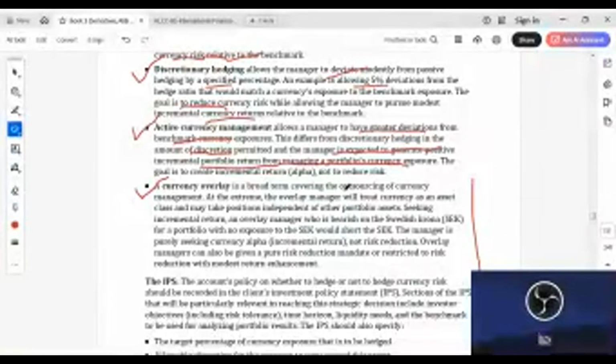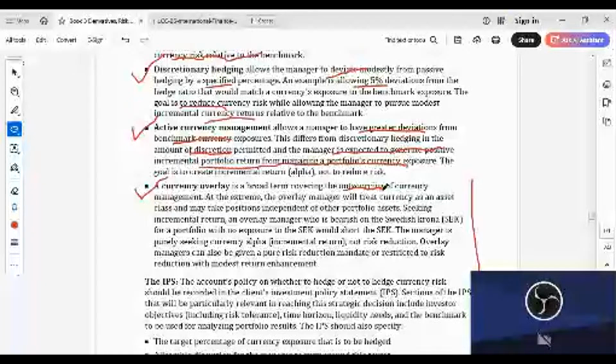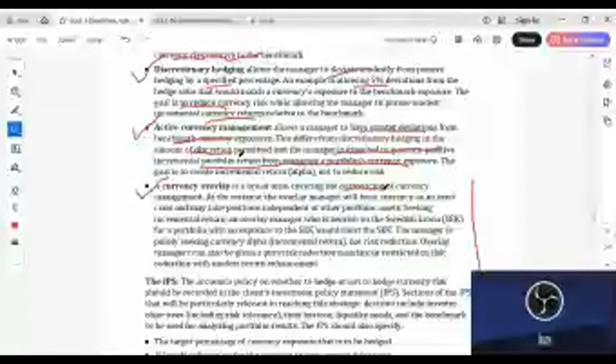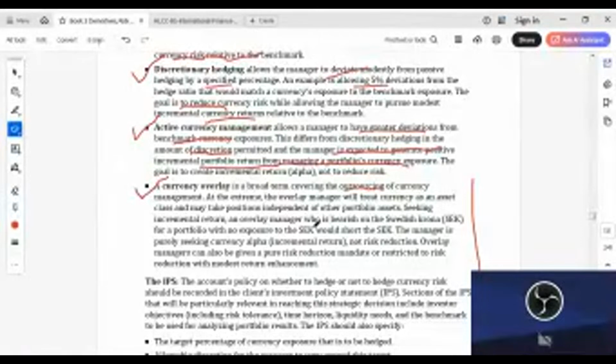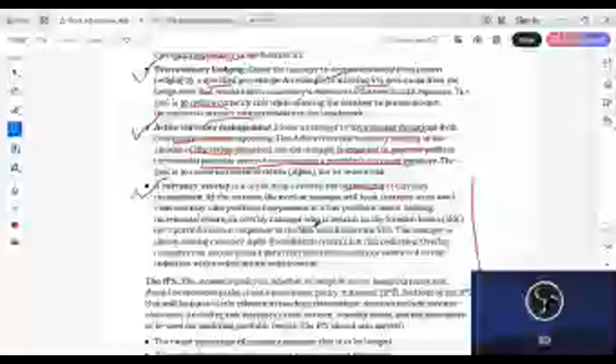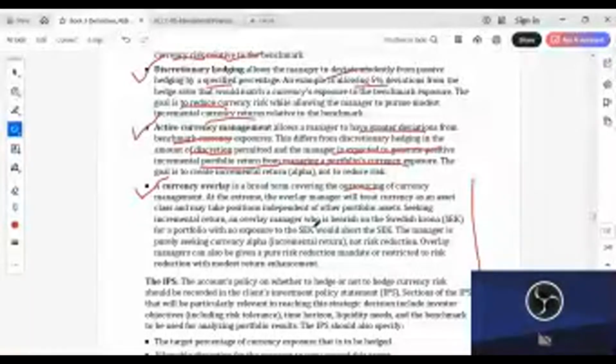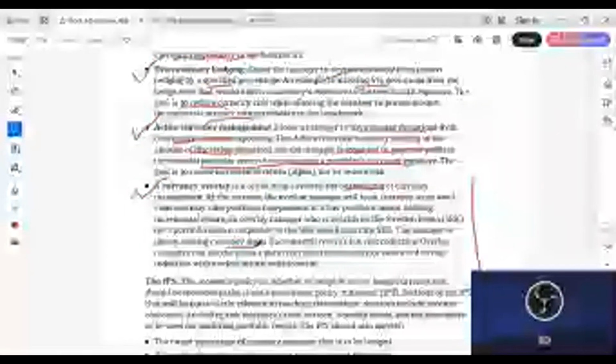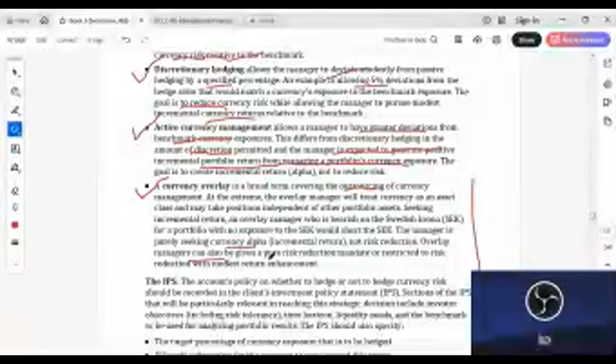So basically, there is outsourcing of currency management. Even if there is no portfolio exposure to the Swedish krona, that currency manager might still take some position just to make a profit from that currency position, purely seeking currency alpha. And sometimes overlay managers can be given a mandate to reduce risk.